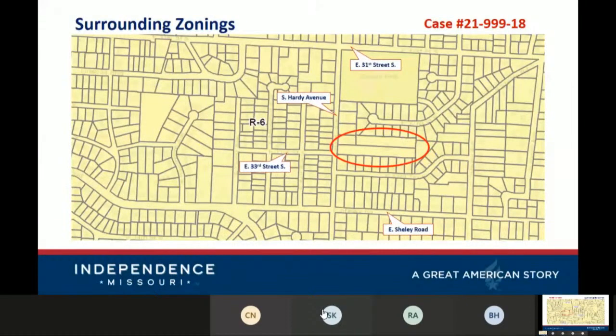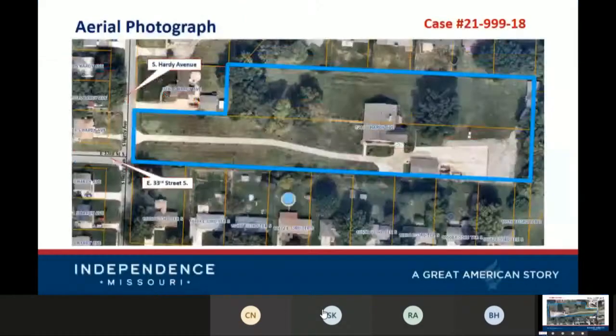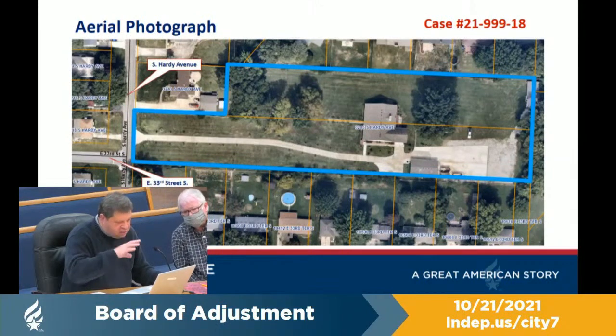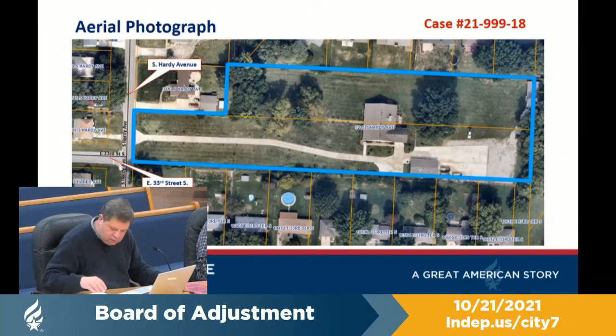So as you can see, this is an area zoned R6, single-family residential, for blocks and blocks. This is the property. It's actually two lots. The house sits on both of those lots, owned by the applicant. It was built about 5 years ago, and it was an interior lot in the middle of a block, basically.